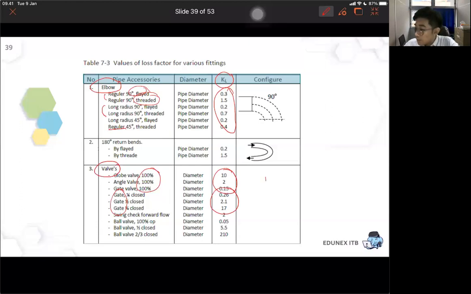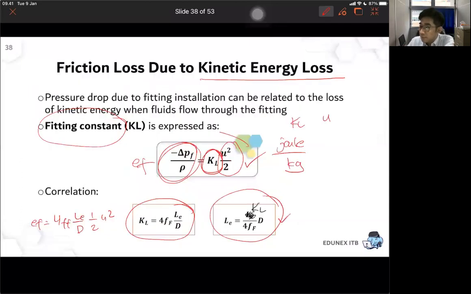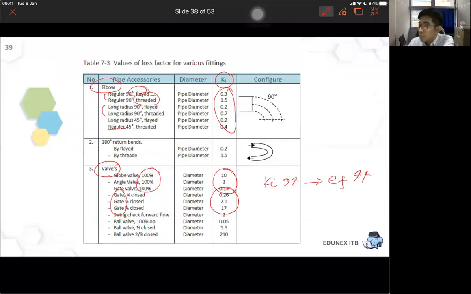Higher KL means what? If the fitting has a higher constant compared to the other, it means that fitting will cause kinetic energy to be less and the frictional energy to be greater. Basically, when the KL of the fitting is higher, then EF is higher for the same velocity. Because from this equation, right? Higher EF means the pressure drop will be higher.